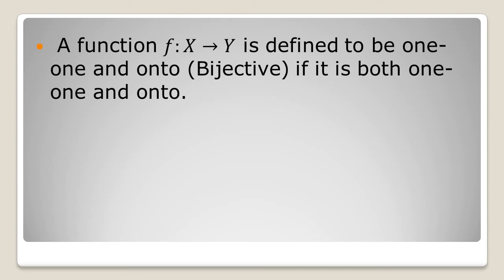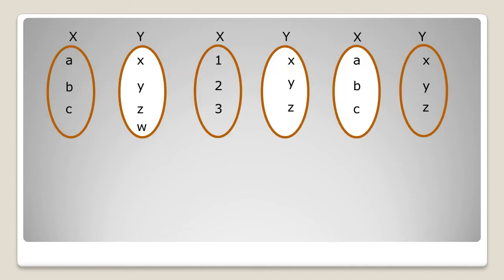Now the next concept is on bijective function. A function f from X to Y is defined to be bijective if both the properties, one-one-ness and onto-ness, are satisfied.